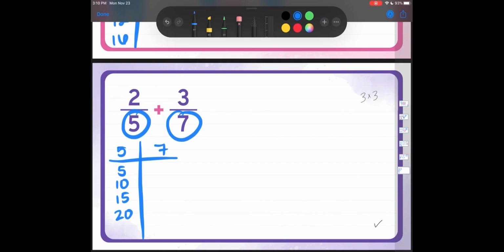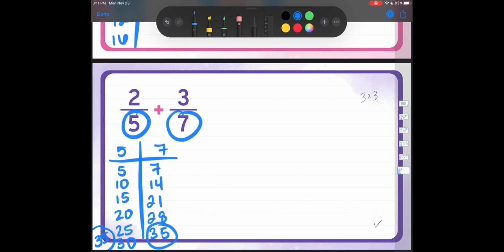So let's do that. We're going to skip count by 5, skip count by 7. Well, 5, we've got 5, 10, 15, 20, 25, 30. Let's see, 7. 7, we've got 7, 14, 21, 28, 35.